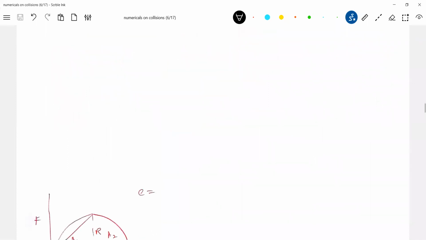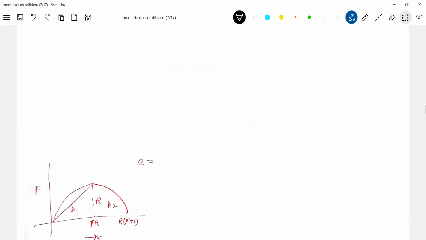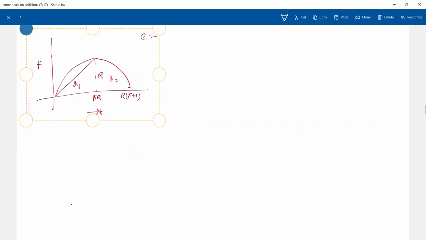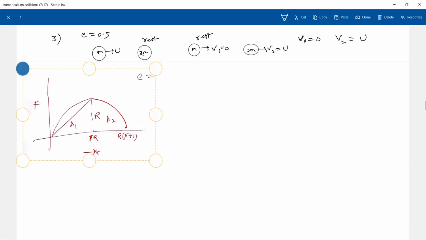Let's proceed now to the next concept. There are two bodies that collide. I'll write the information.